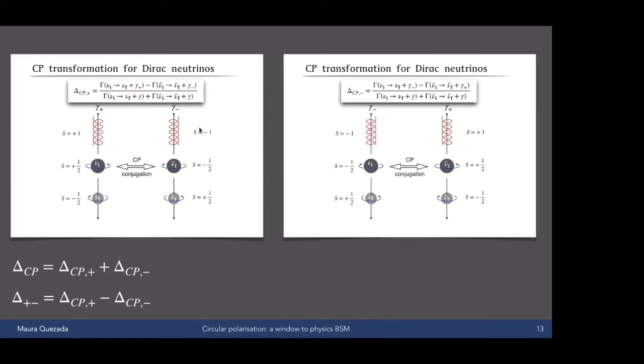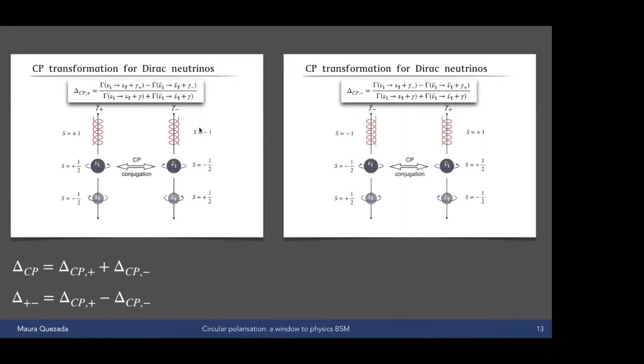And well, this is in general the definition, which is just the width of the neutrino decay process minus the width of its CP conjugate process. And we can explore the same in the case of a neutrino decaying into a photon that is negatively polarized, right? It's just the same.